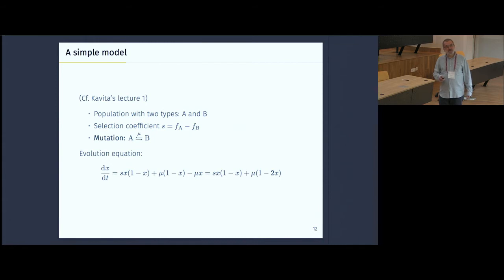Of course, if you have no selection, you have mu times 1 minus 2x with the equilibrium at 1/2. If you have no mutation, you have this S times x times 1 minus x. You know that there are two fixed points, x equals 0 or x equals 1, and in some sense they're both stable or unstable in the same way, but the most stable will be the one in which x is equal to 1.